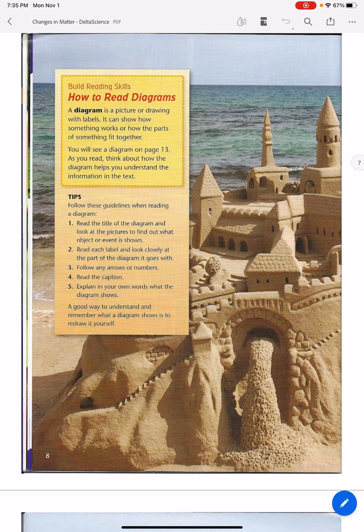Tips. Follow the guidelines when reading a diagram. Read the title of the diagram and look at the pictures to find out what object or event is shown. Read each label and look closely at the part of the diagram it goes with. Follow any arrows or numbers. Read the caption. Explain in your own words what the diagram shows. A good way to understand and remember what a diagram shows is to redraw it yourself.